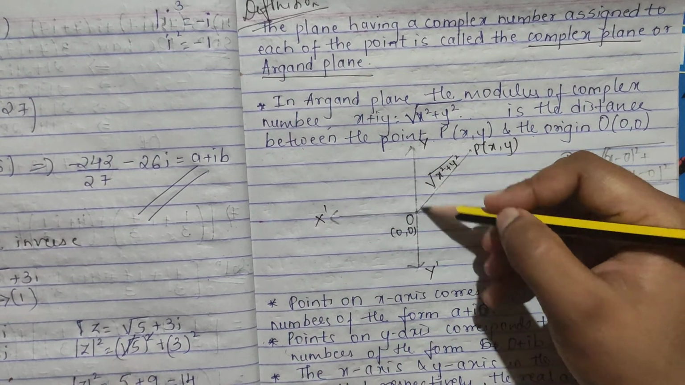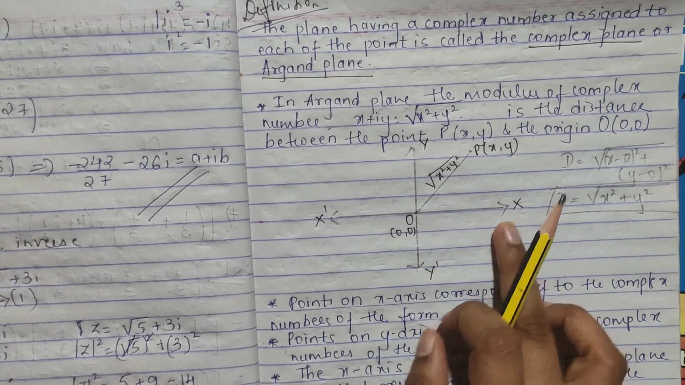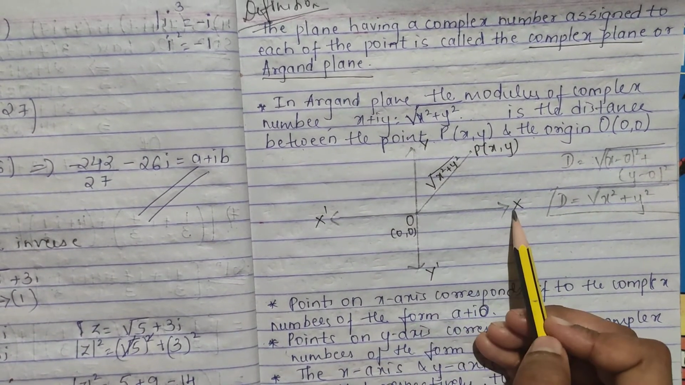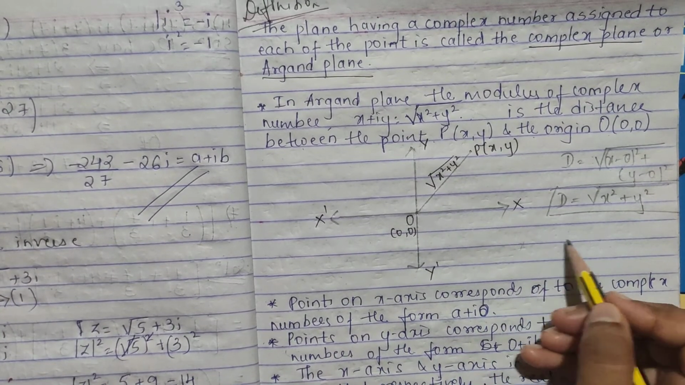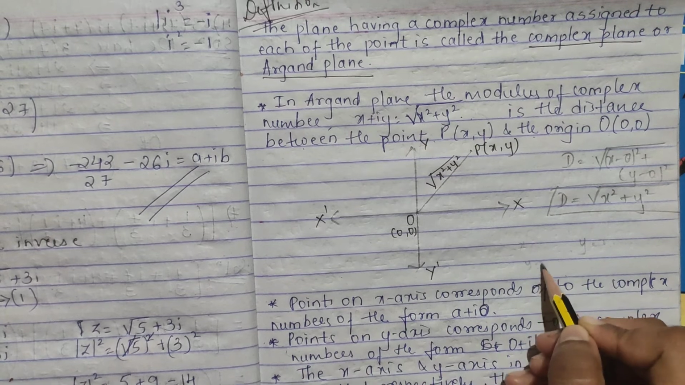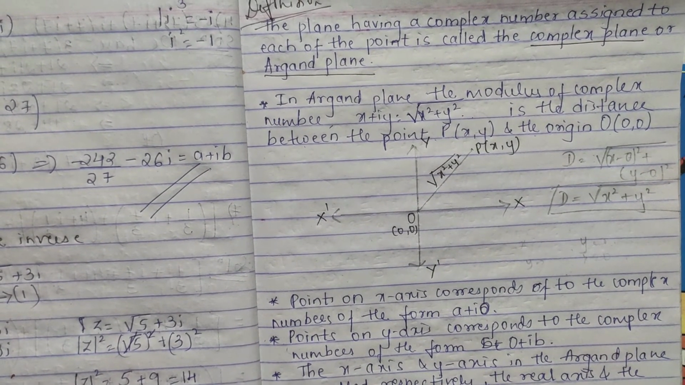The points on your y axis correspond to the complex numbers of the form 0 plus ib. When it is on the x axis, your y term will be 0; when it is on the y axis, your x term will be 0, right? It happens in the same way.